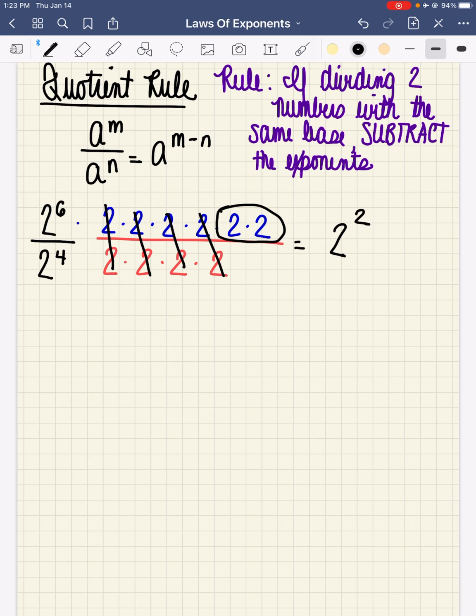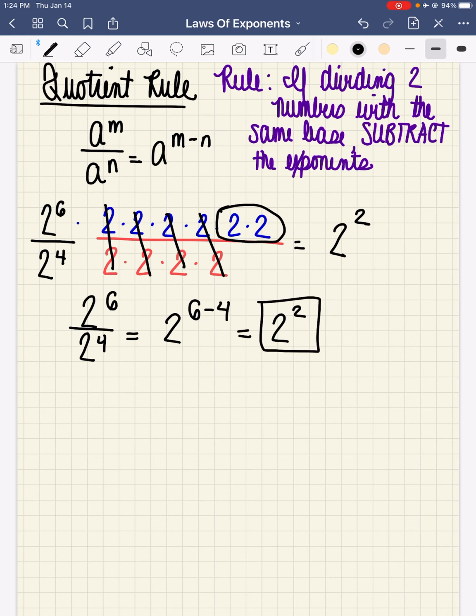So using the rule I wrote up top to actually show you how that works, 2 to the 6th power over 2 to the 4th power, same problem. I keep my base because it's the same, and I say 6 minus 4, and that gives me 2 squared. So I just want to show you, this right here is the why, the how it works, okay? So here's a few examples.